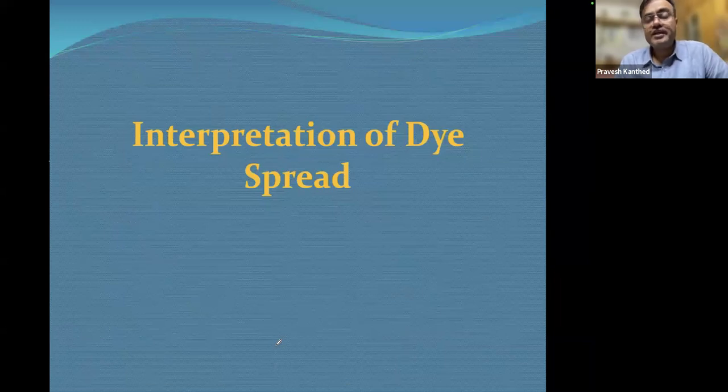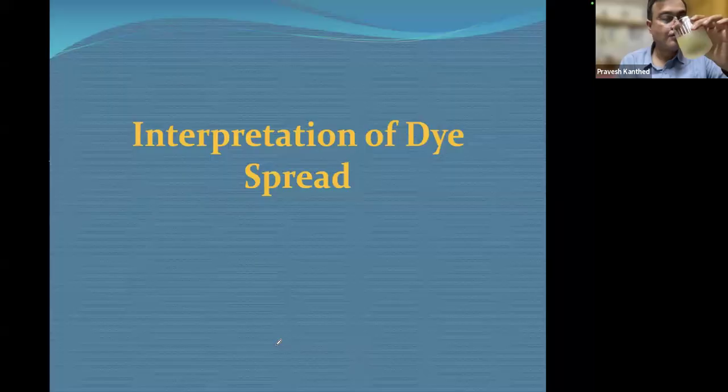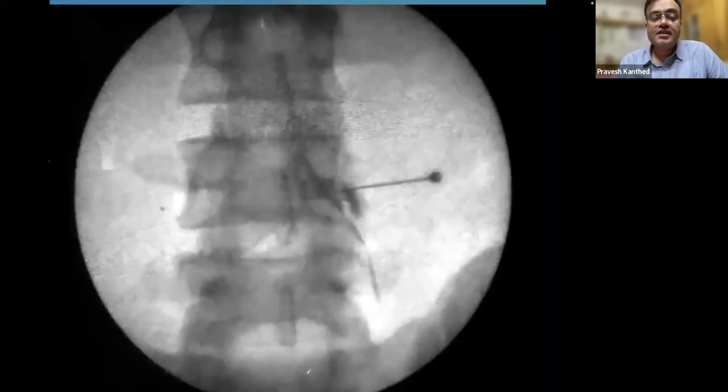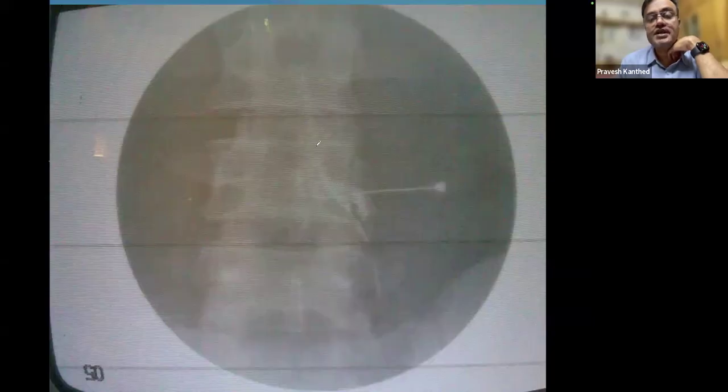Now coming to a very important thing, interpretation of dye spread. These are literally some poor images, pardon me. These are actually images from 2007, 2008. These were my initial days of practice. Now you can see over here, this is the dye spread. You can see a nerve root over here, and not much of it is going into the epidural space. If you take a negative image, so this was a negative image, you can see this was more of an intraneuronal injection.